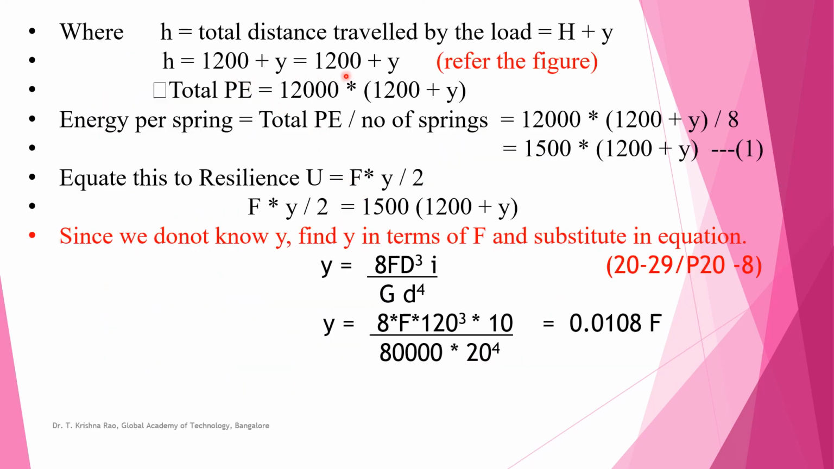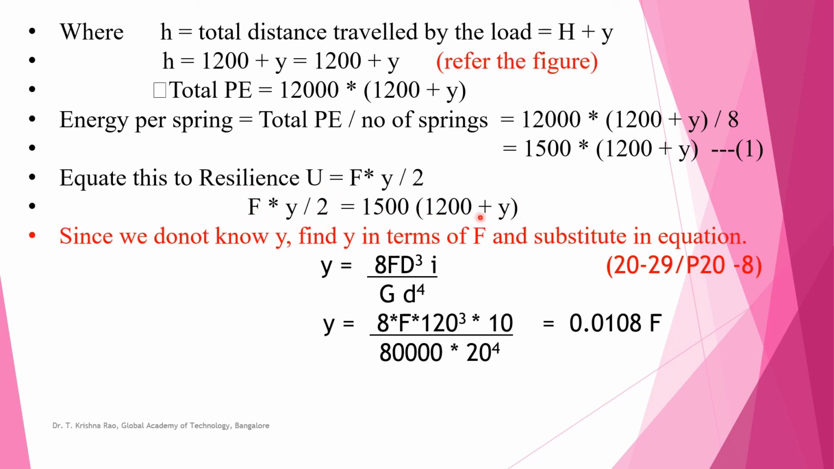Then h is given, we don't know the y value in this, we keep y as unknown here. Therefore total PE equal to W into H, right? This is shared by how many springs? 8 springs are there, divided by 8. So this is the load coming on each spring, and we equate this to the resilience Fy by 2. There are two unknowns here, F and Y.